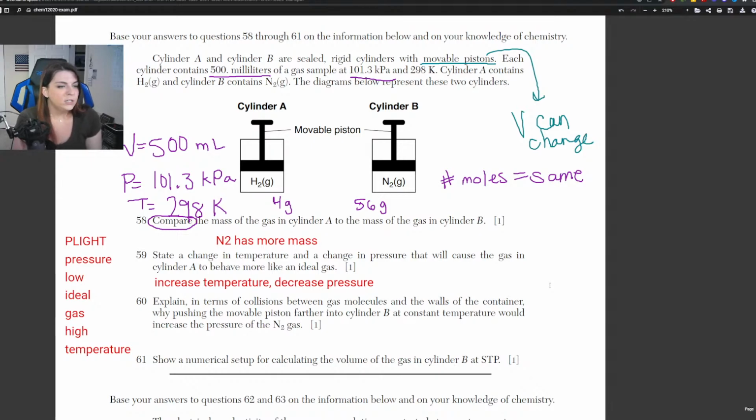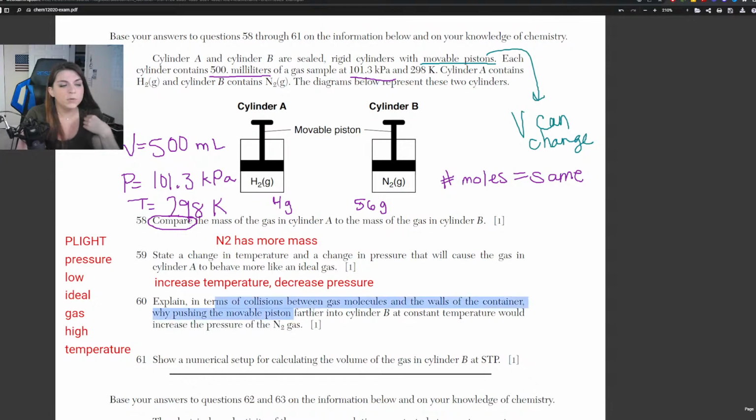Question 60. Explain in terms of collisions between gas molecules and the walls of the container why pushing the movable piston further into cylinder B at constant temperature would increase the pressure of N2 gas. Okay, so what we're going to do is take the piston and push it down, which is going to squeeze the nitrogen. It's already telling us the pressure is going to increase, which is fantastic.